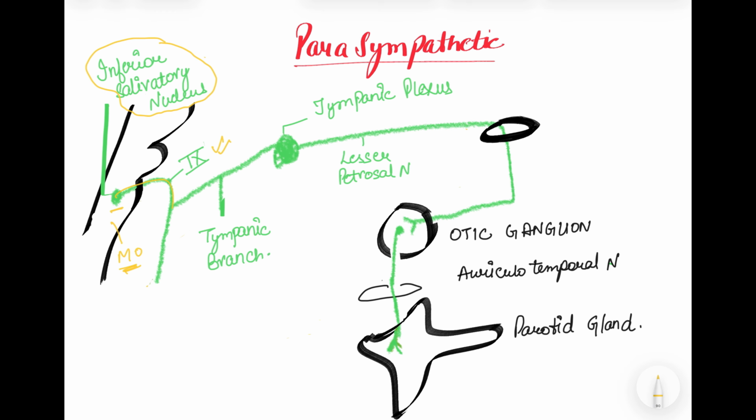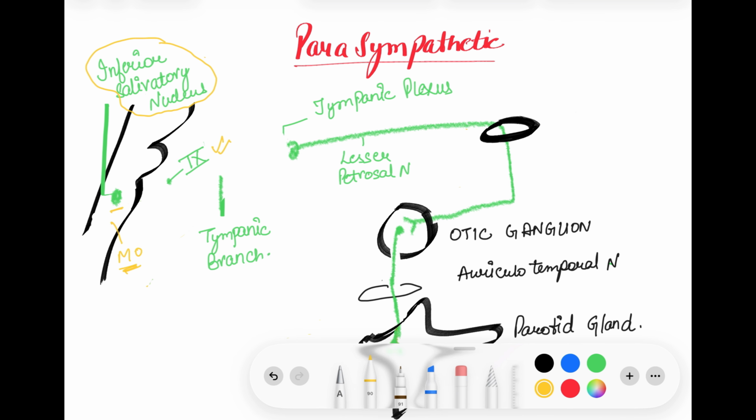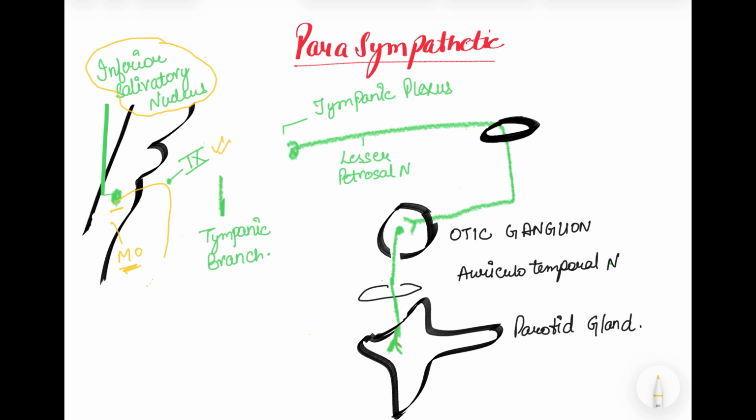So it will pass through the ninth nerve, and from there the fibers are going to enter into one of the branches of your glossopharyngeal nerve, that is your tympanic branch. So it will pass through the tympanic branch over here, and it will then reach the tympanic plexus.